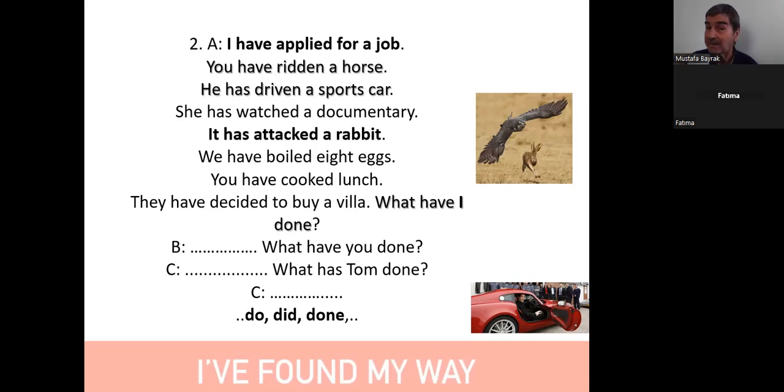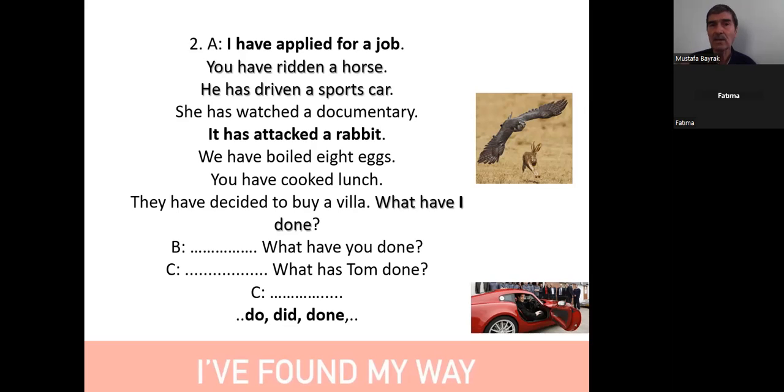You have cooked lunch. Okay. You have cooked lunch. The lunch is still hot, but you turned off the oven because you have cooked lunch. They have decided to buy a villa. Yeah, they have decided to buy a villa and they are ready to go to buy a villa. They have decided.